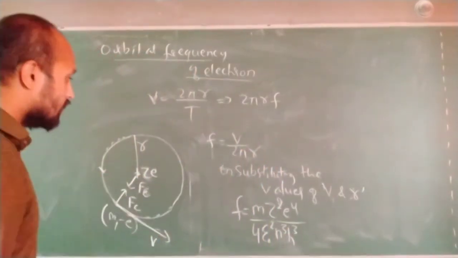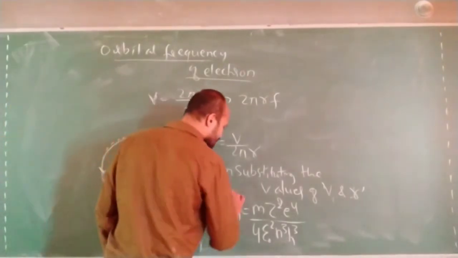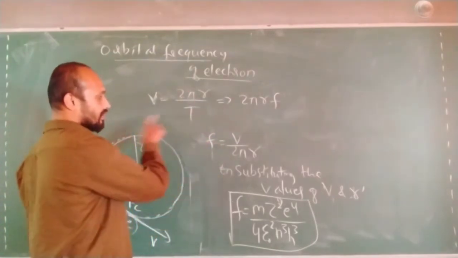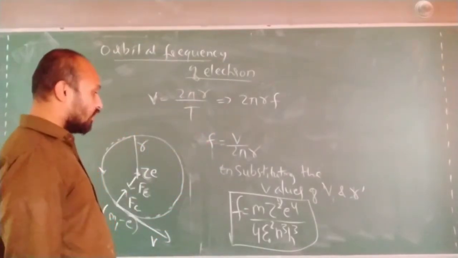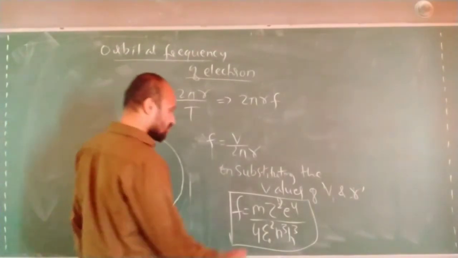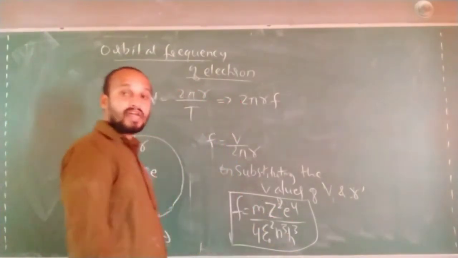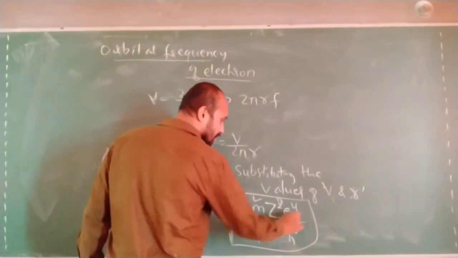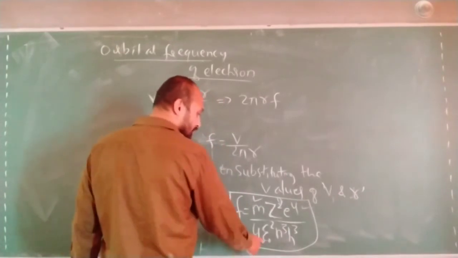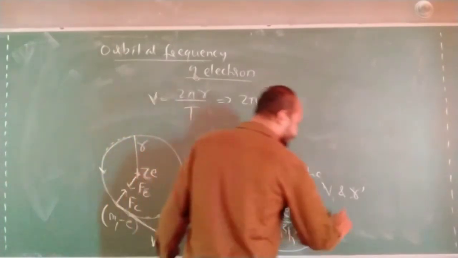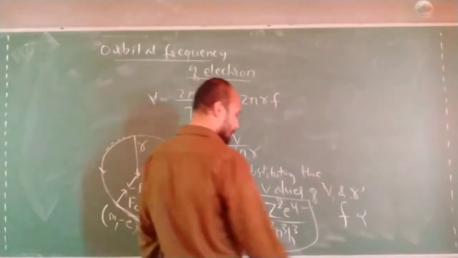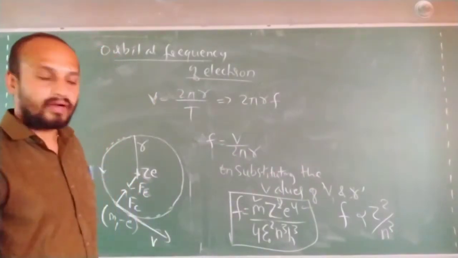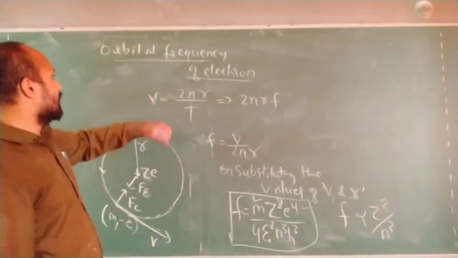See this formula, no need to remember it directly. If you remember this concept: what is the frequency of the orbital electron? I am writing this formula because here you want proportionality. Here m is constant, e is constant, 4 epsilon naught and h cube are all constant. So I can write f is proportional to Z square divided by n cube. This is very important. If you know the proportionality, you can solve the numericals.